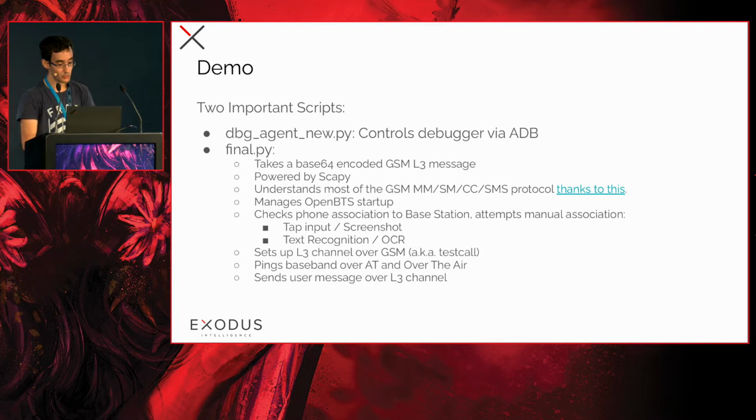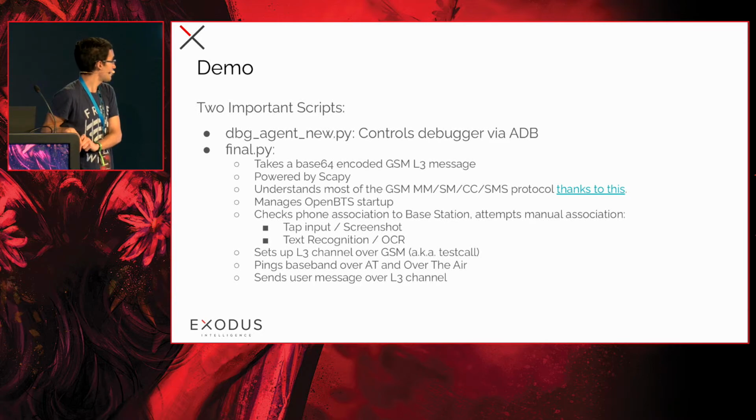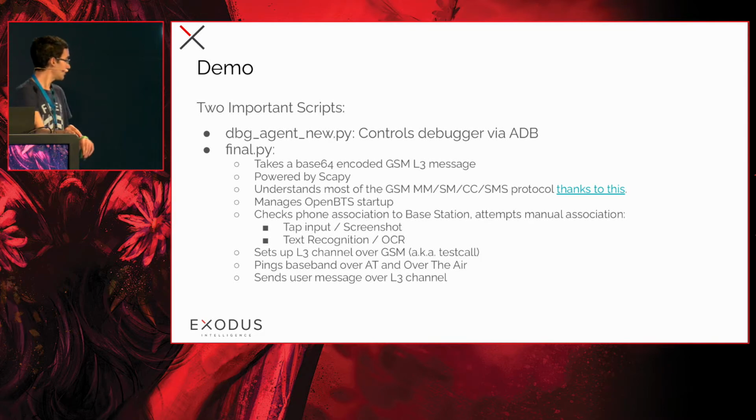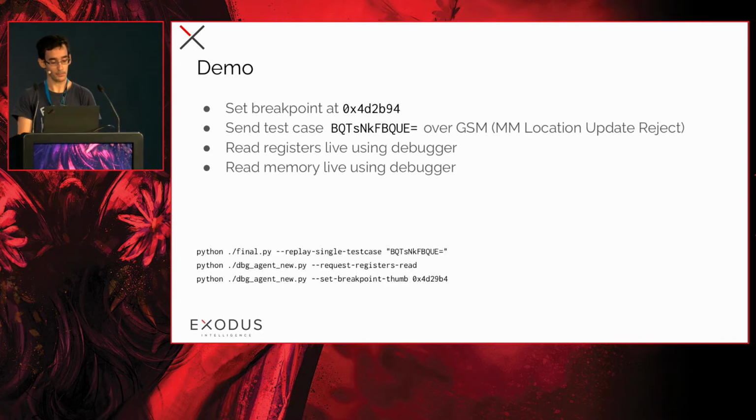The final.py script is also going to manage OpenBTS startup if we require it to do so. It's going to check the association of the phone to our malicious base station, optionally by emulating taps and taking screenshots. Right before the test case is sent, we're going to ping the baseband over an AT command. We're going to issue the command AT, to which we expect to get an OK response. And finally, we are going to send this user message over the layer 3 channel, over the test call.